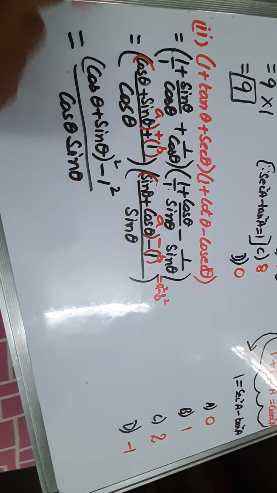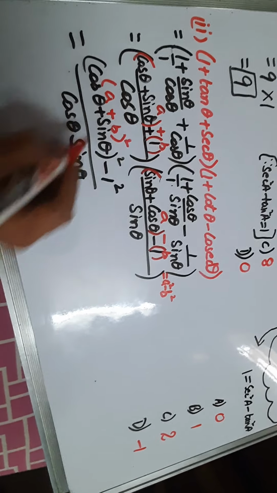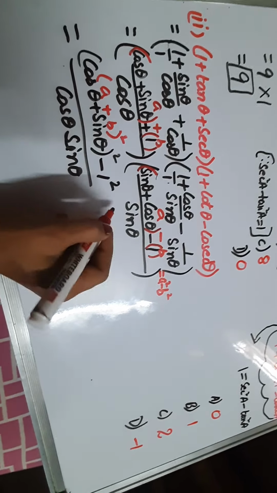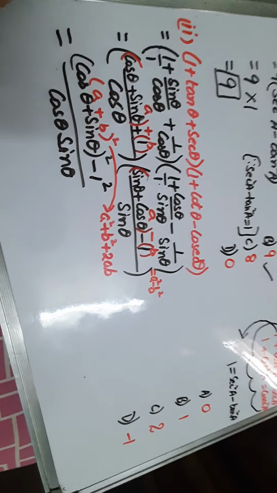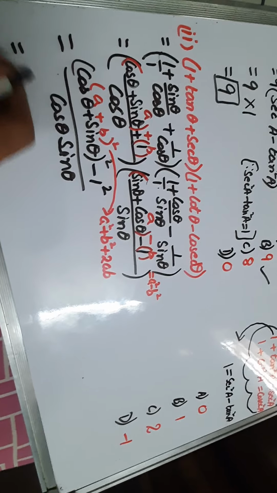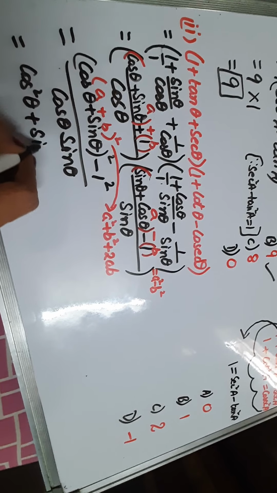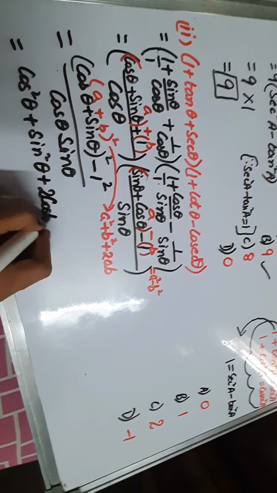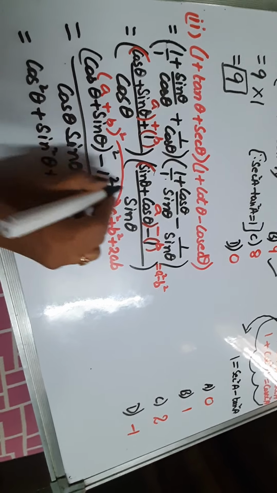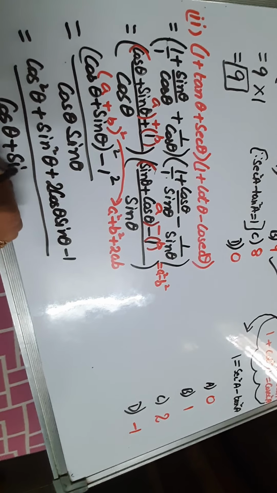Now we will use another algebraic identity, A plus B whole square. And what is this identity? This is A square plus B square plus 2AB. Right? We will use this identity. So A square means cos square theta, B square means sin square theta, plus 2 into A into B means cos theta into sin theta, and minus 1 square means 1 upon cos theta sin theta.